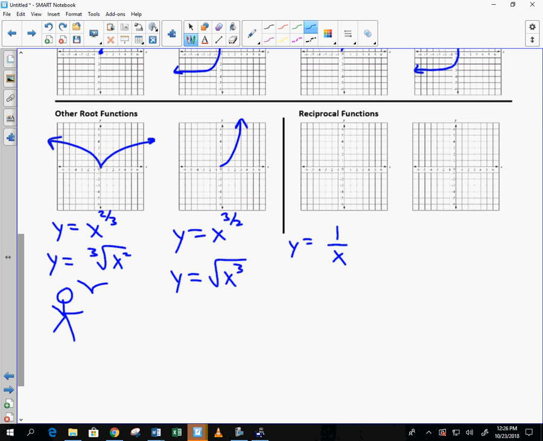Reciprocal functions. Y equals 1 over x. It's called a reciprocal because x is dumped down into the denominator. Who can tell me what x cannot be in this situation? Why? Can't divide by 0. So therefore, we have what we call a vertical asymptote at x equals 0.